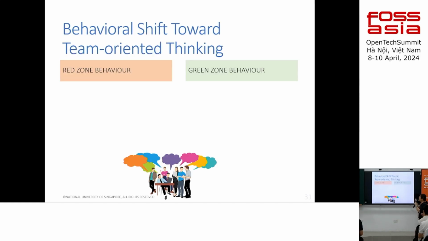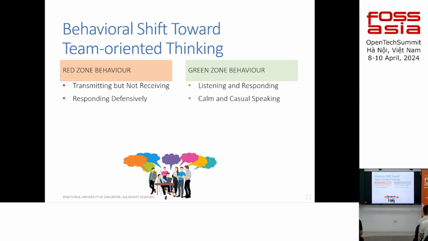Okay, so to be able to shift from the red zone behavior to the green zone behavior, you want to be listening and responding instead of listening but not receiving. You are talking, you don't receive. You don't want that. Okay, this is bad behavior. You don't want to respond defensively. You want to be calm. You want to be casual speaking. You do not want to feel wronged. Don't feel defensive, right? Have an open behavior. Open about your faults. Open about your mistakes. Open to be changing.